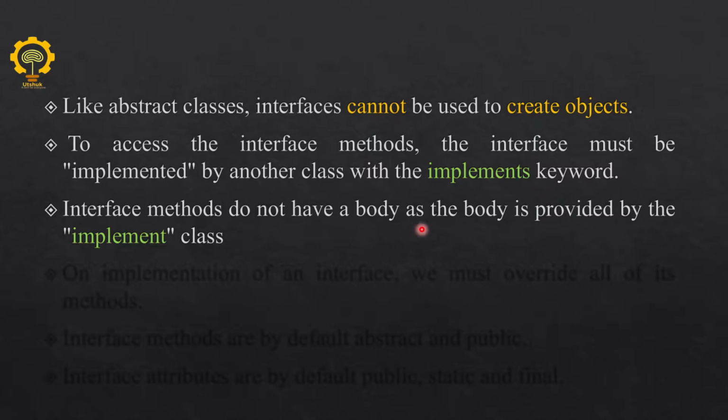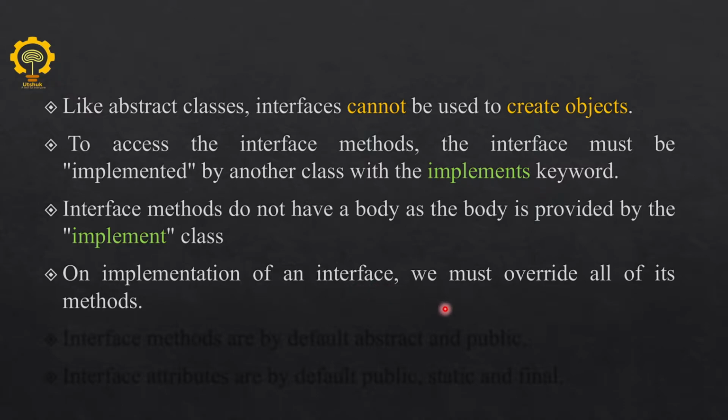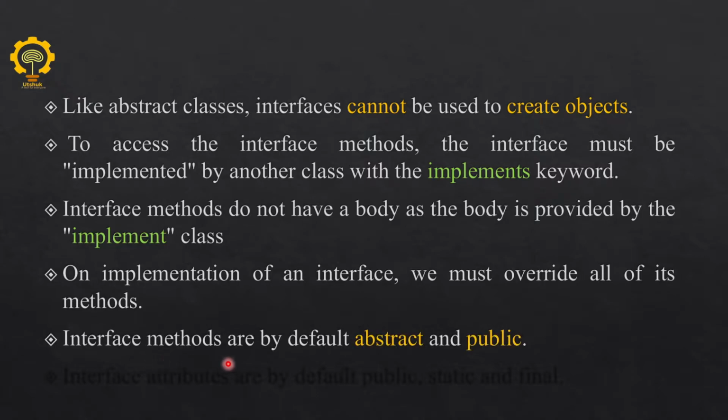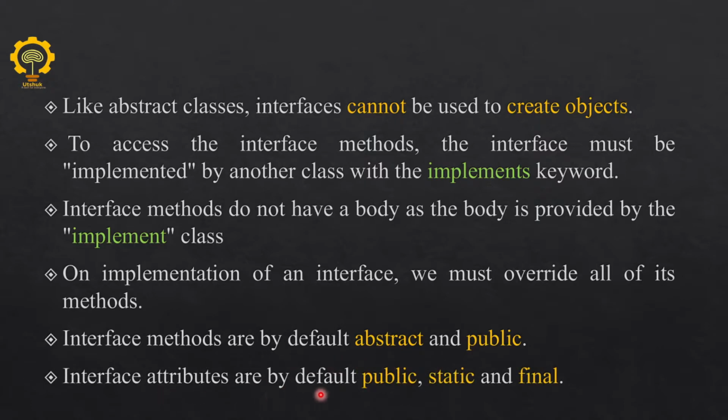Interface methods do not have a body, as the body is provided by the implementing class. On implementation of an interface, we must override all of its methods. So whenever we create the subclass or try to implement the interface, all the methods defined inside the interface must be overridden by the subclass. Interface methods are by default abstract and public. Interface attributes are by default public, static and final. So defining the interface means that we are creating an abstract class by default, and the access modifier of that interface is by default public, and the attributes are static and final.